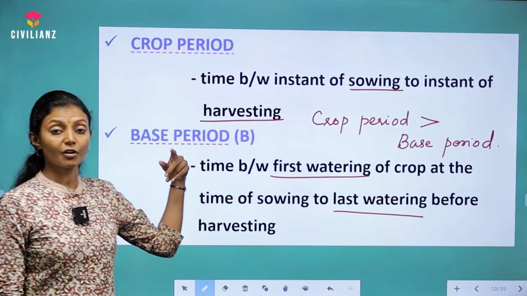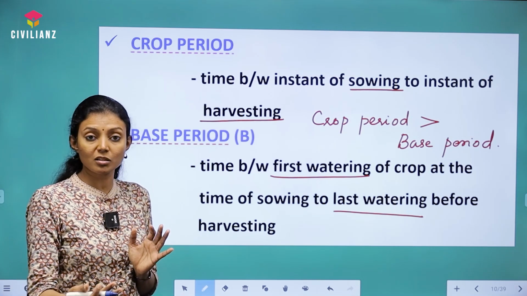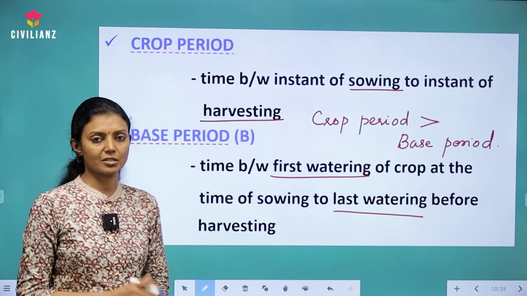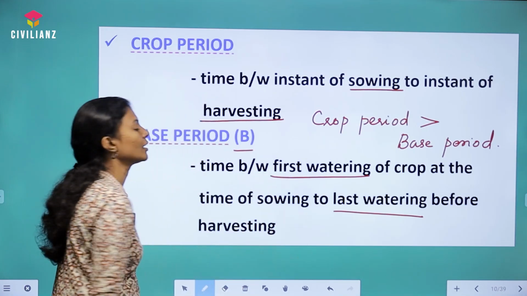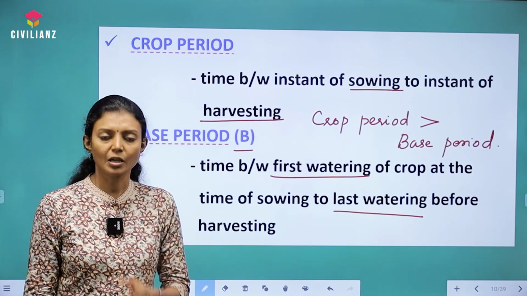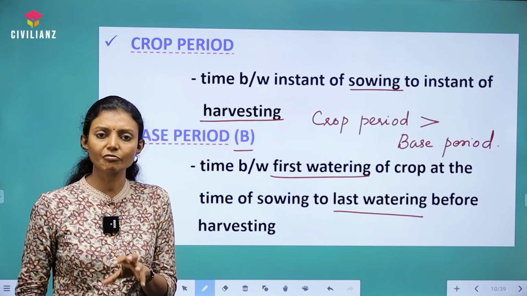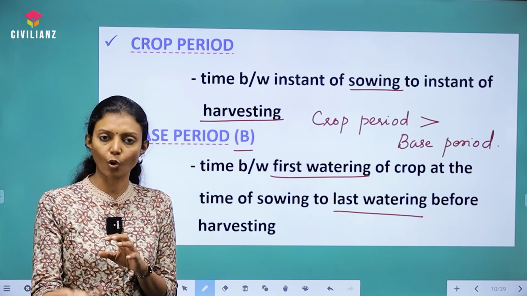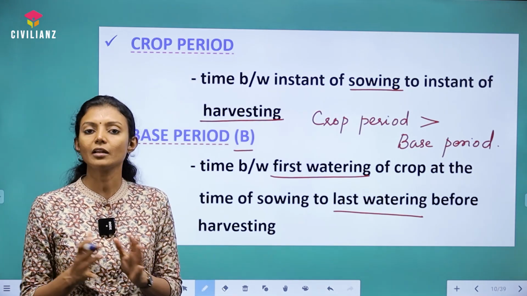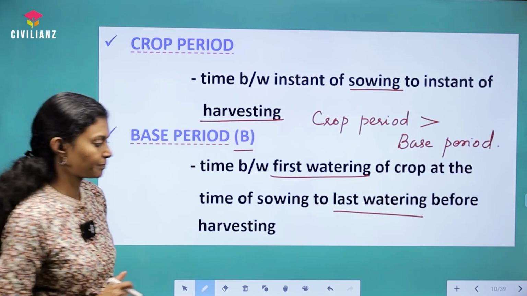Because crop period is from sowing to harvesting and base period is from the first watering to the last watering, which is before harvesting. So definitely crop period is greater than base period, and base period is denoted by capital B. We will be using only base period in the further problems because we are dealing with the subject irrigation or water resource engineering. In irrigation, we are talking about the artificial supply of water to crops. So we will be dealing with base period only. That is the important term in irrigation. Okay. So I hope the difference between crop period and base period is very clear.